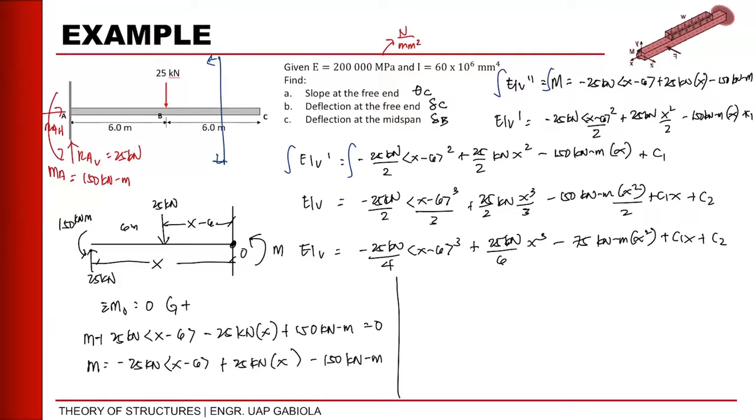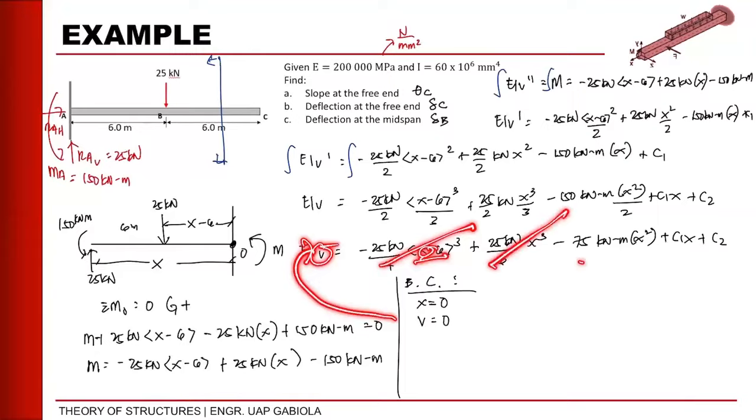So next is to get our boundary condition. Okay? So kapag si x ay equals to 0, anong meron? Wala tayong v, v is equals to 0. Okay? So pag sinubstitute natin yun dito, this will be 0. And then ito, pag sinubstitute natin yung 0, it will be negative quantity. So 0 na din. 0, 0, 0. So C2 natin ay equals kay 0.